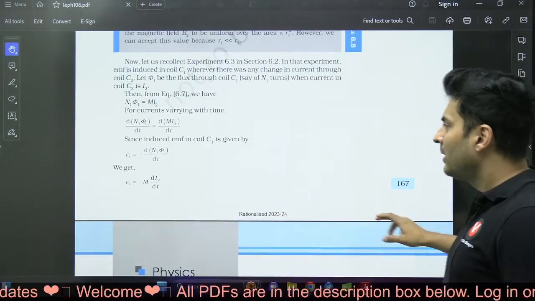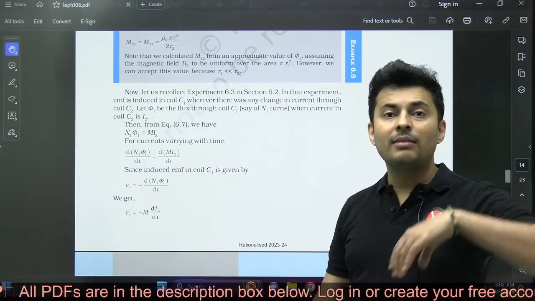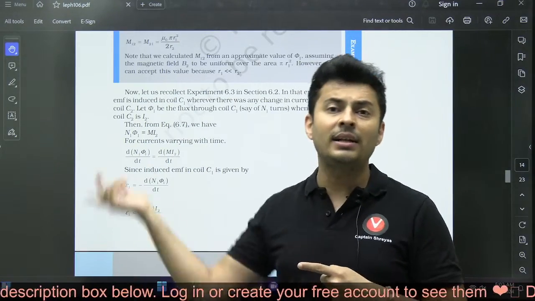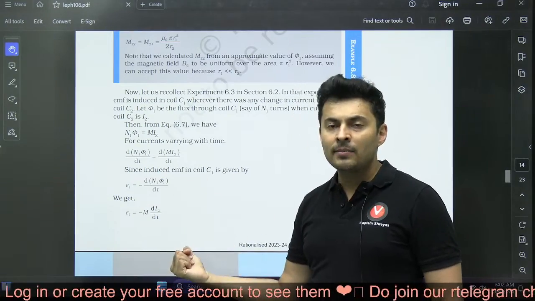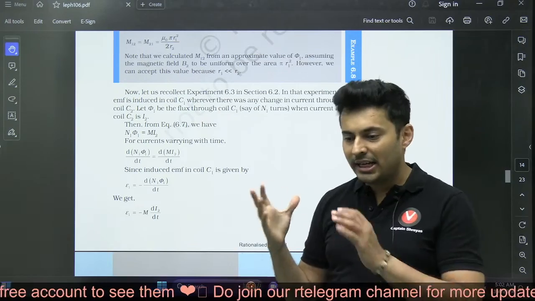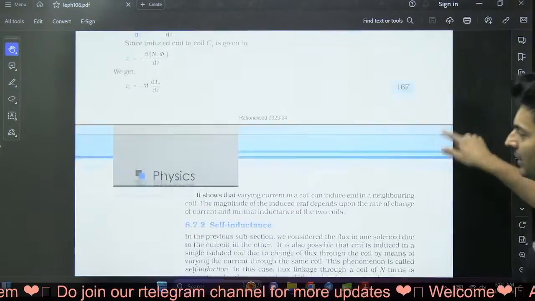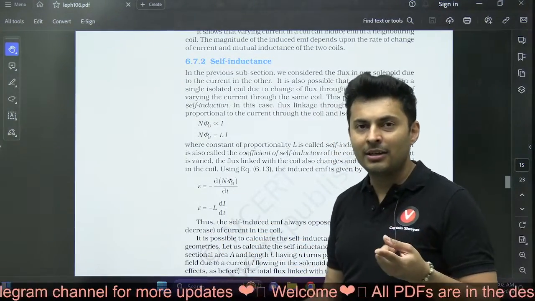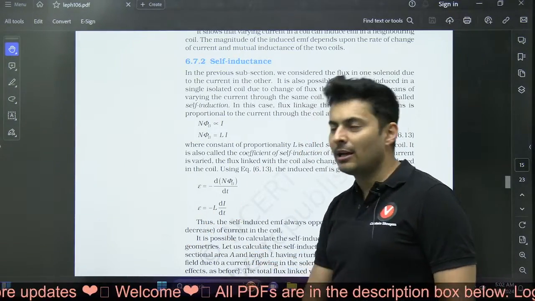We'll come to that. Remember, EMF developed in one coil is mutual inductance of those coils into rate of change of current in the other coil. So that's why E1 is M di2 by dt, and E2 will be minus M di1 by dt. So current changes in one, EMF is produced in the other. That is mutual inductance. Self-inductance is where the EMF is generated in the coil itself due to the change in that coil. So E is minus L di by dt.